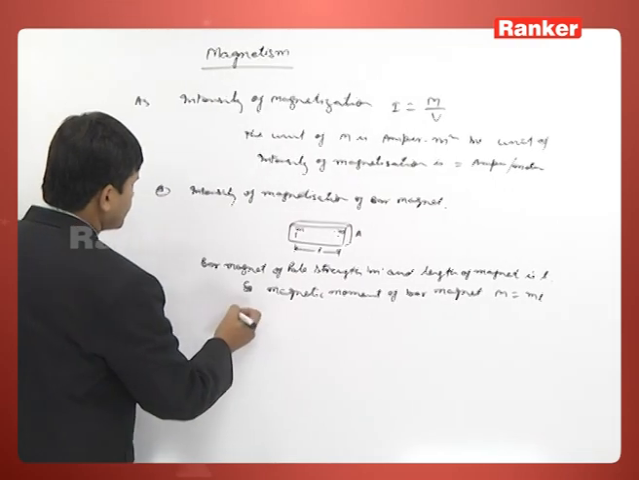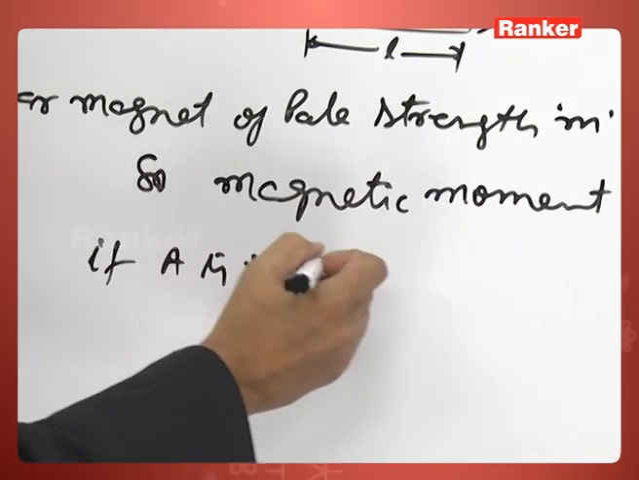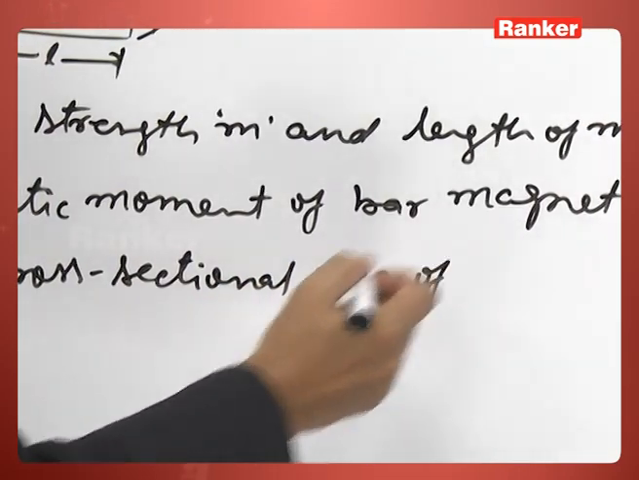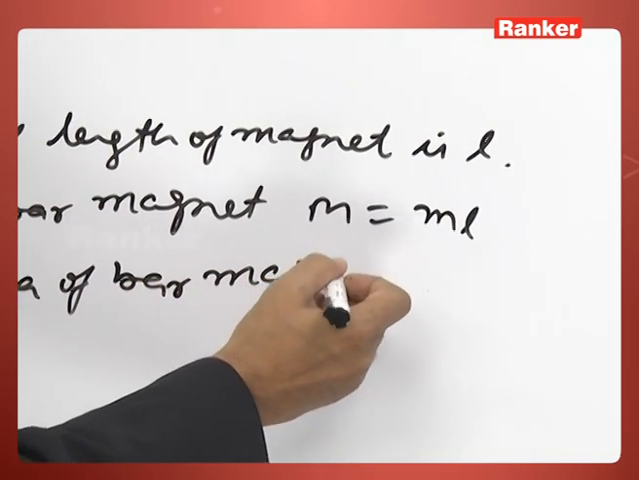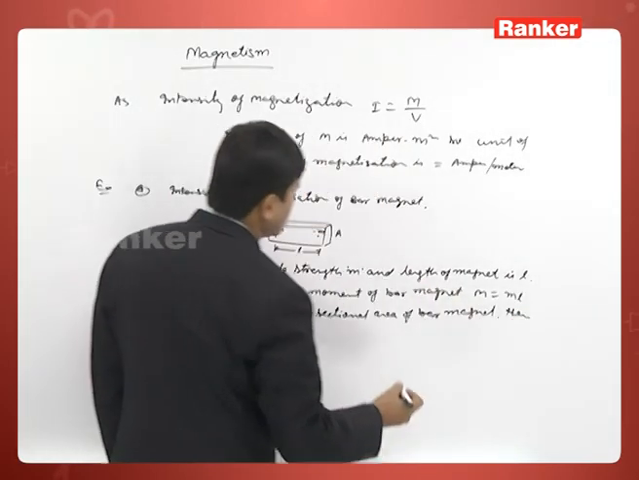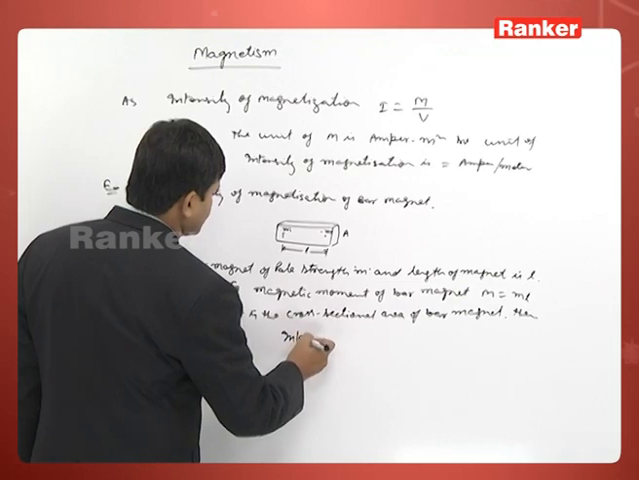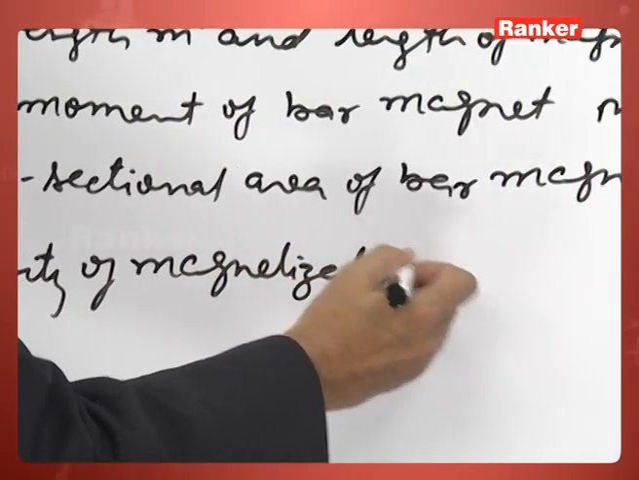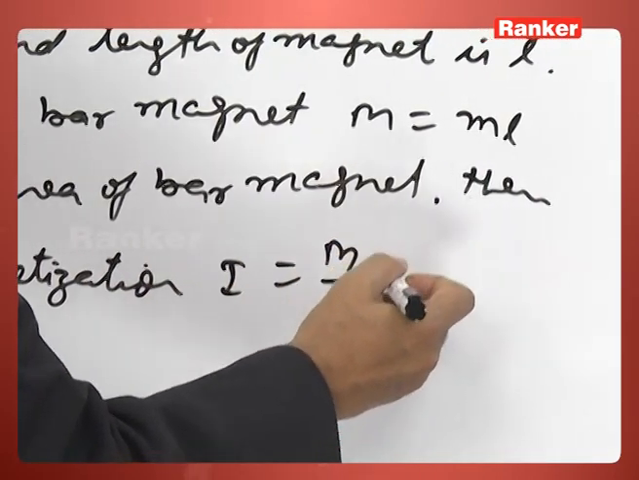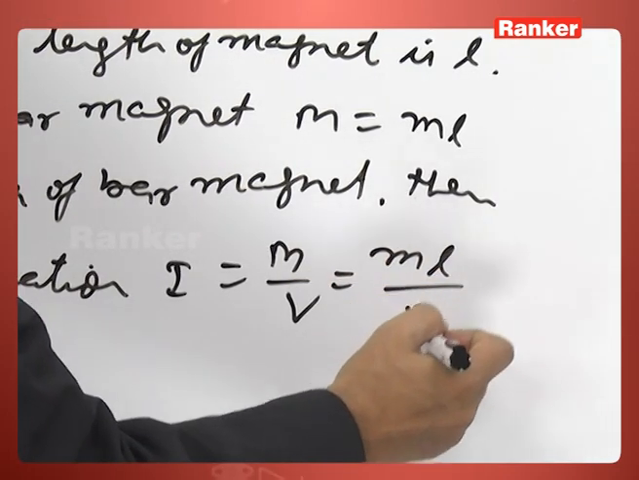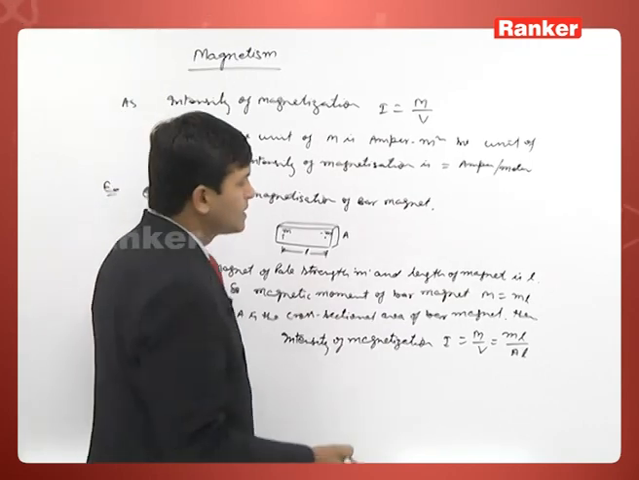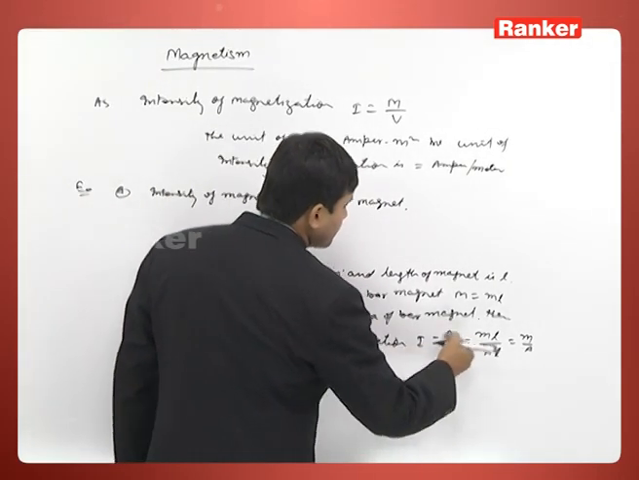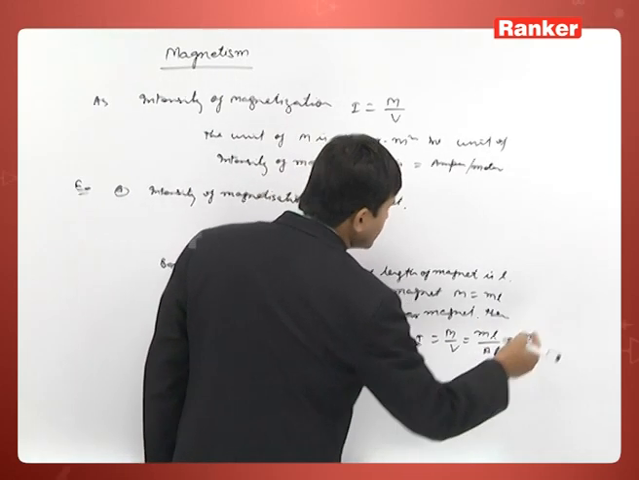Now, if A is the cross-sectional area of the bar magnet, then the intensity of magnetization I is equal to M by V. So, m into L over volume, which is area of cross section A times L, where L and L cancel, so this becomes m by A. So, the unit of intensity can be written as pole strength per unit area.